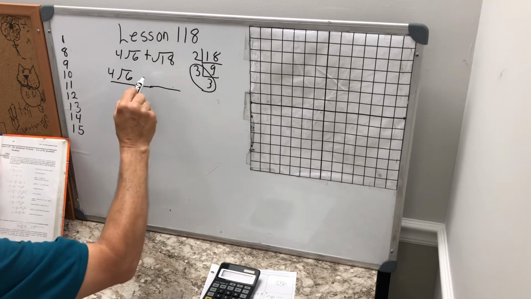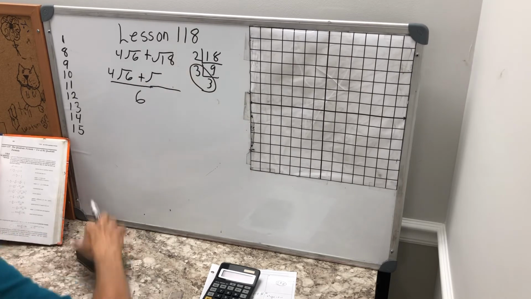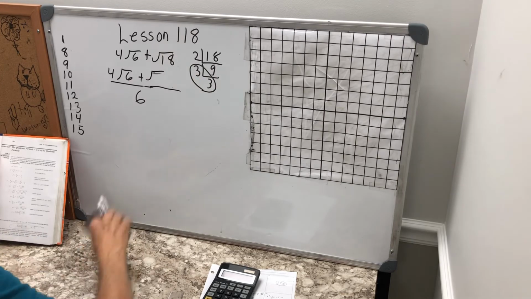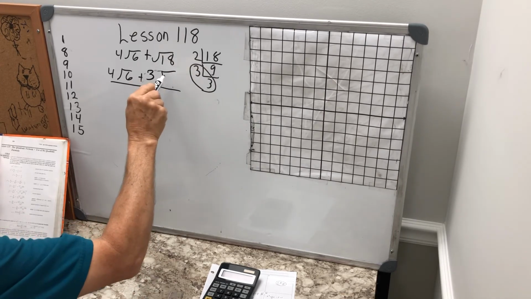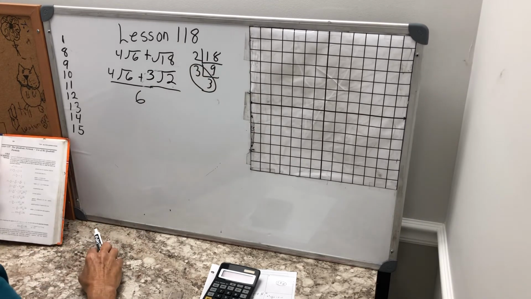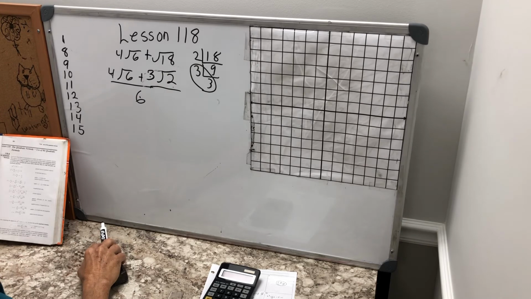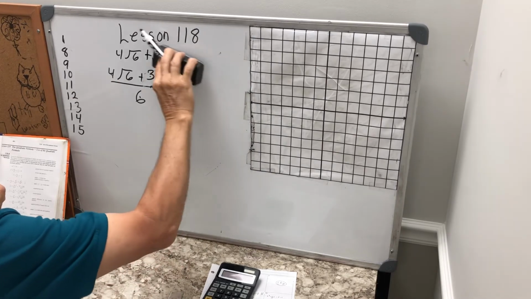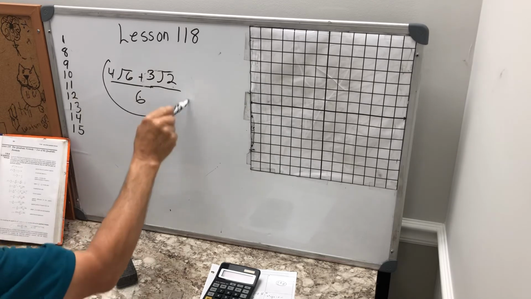And this one is simplified to the square root. Still wrong. Sorry. 3 square root of 2. Can this be reduced? All these numbers have to have a number that will go into them evenly, and 4, 3, and 6, it cannot be reduced. Almost looked like it, but not quite. So there is your final answer.